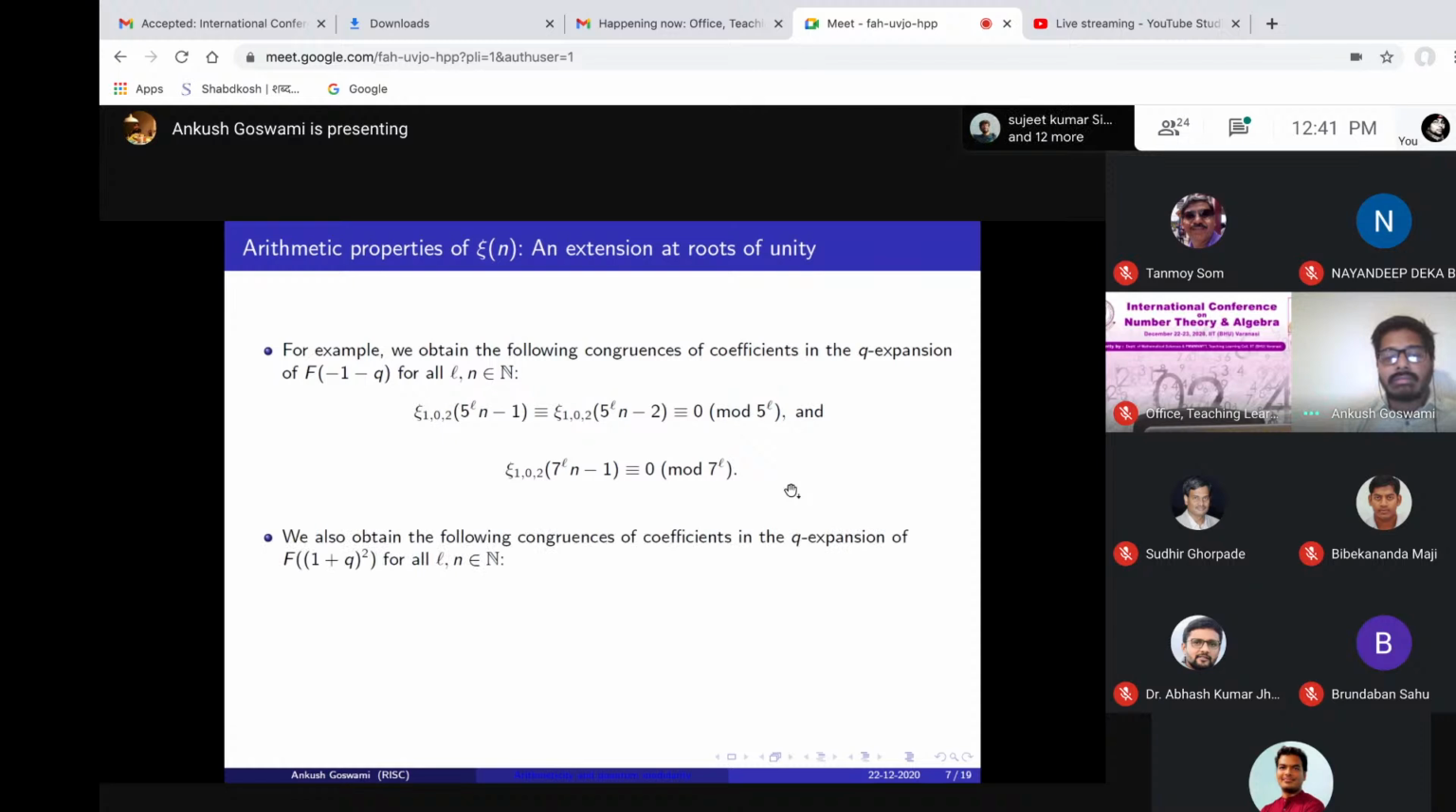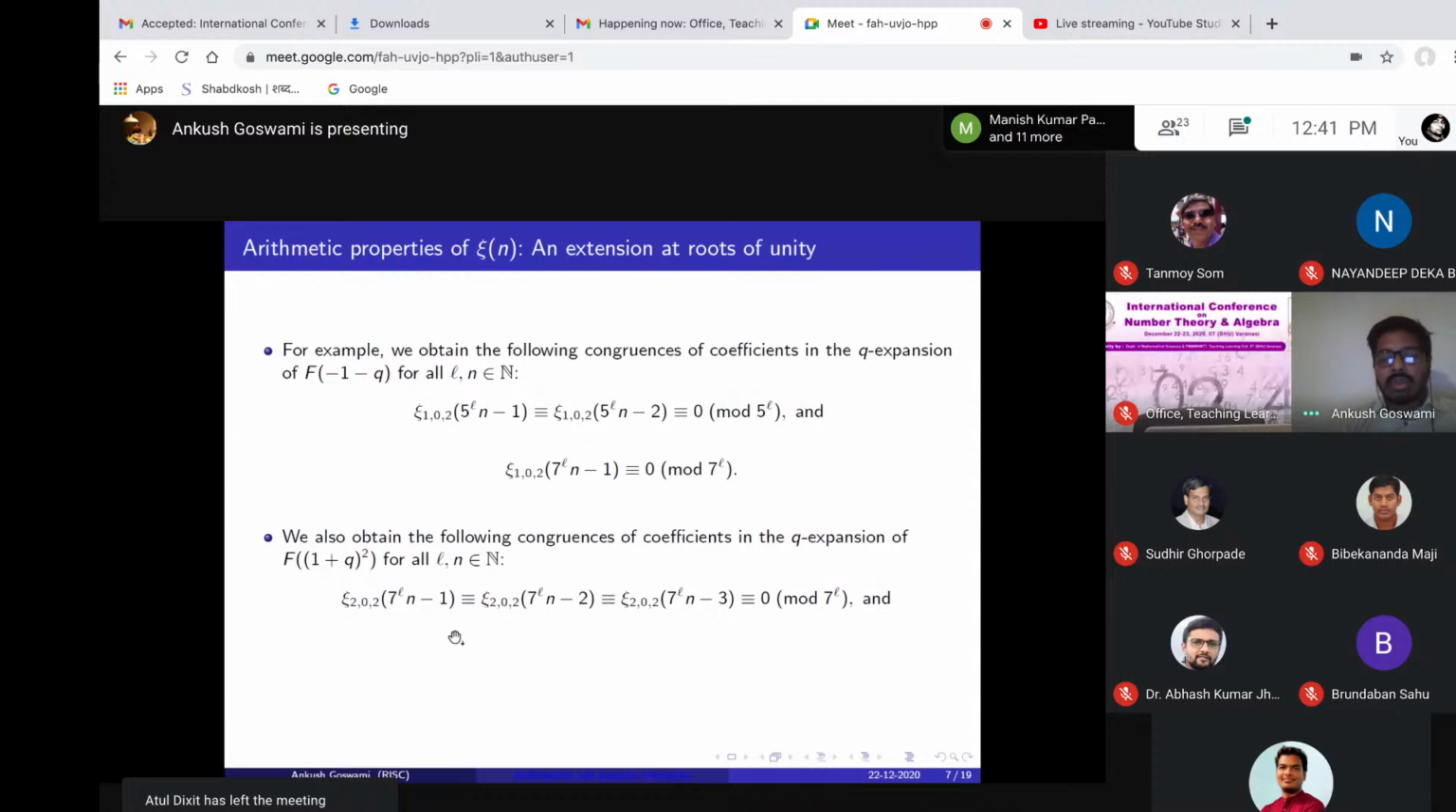And then this is a different function. So the first one corresponds to big N equals 2, R equals 1, and S equals 0. And the second one corresponds to R equals 2, S equals 0, and big N equals, again, 2. So if you write the Q series expansion of F of 1 plus Q square, you get these congruences for xi 2, 0, 2, which corresponds to the coefficients in the Q series expansion of that. So you get this congruence mod 7 to the power of L, and then this congruence mod 11 to the power of L.